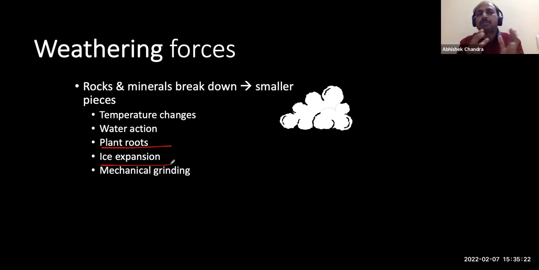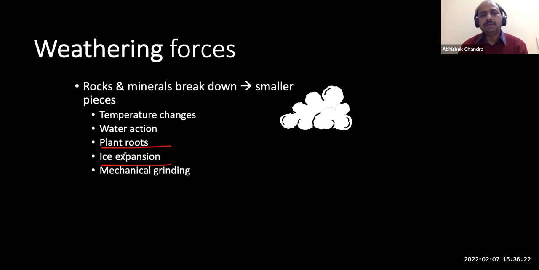Secondly, ice expansion is also a weathering force. When water is stored and converted into ice, it expands in volume. When a crack develops in the rock, it fills with water. When the temperature goes down, the water freezes and expands, so internal pressure is created and the crack develops and increases. Again it fills with water, increases again, and finally the rock breaks down. So these are the physical forces: temperature, water action, and ice expansion.